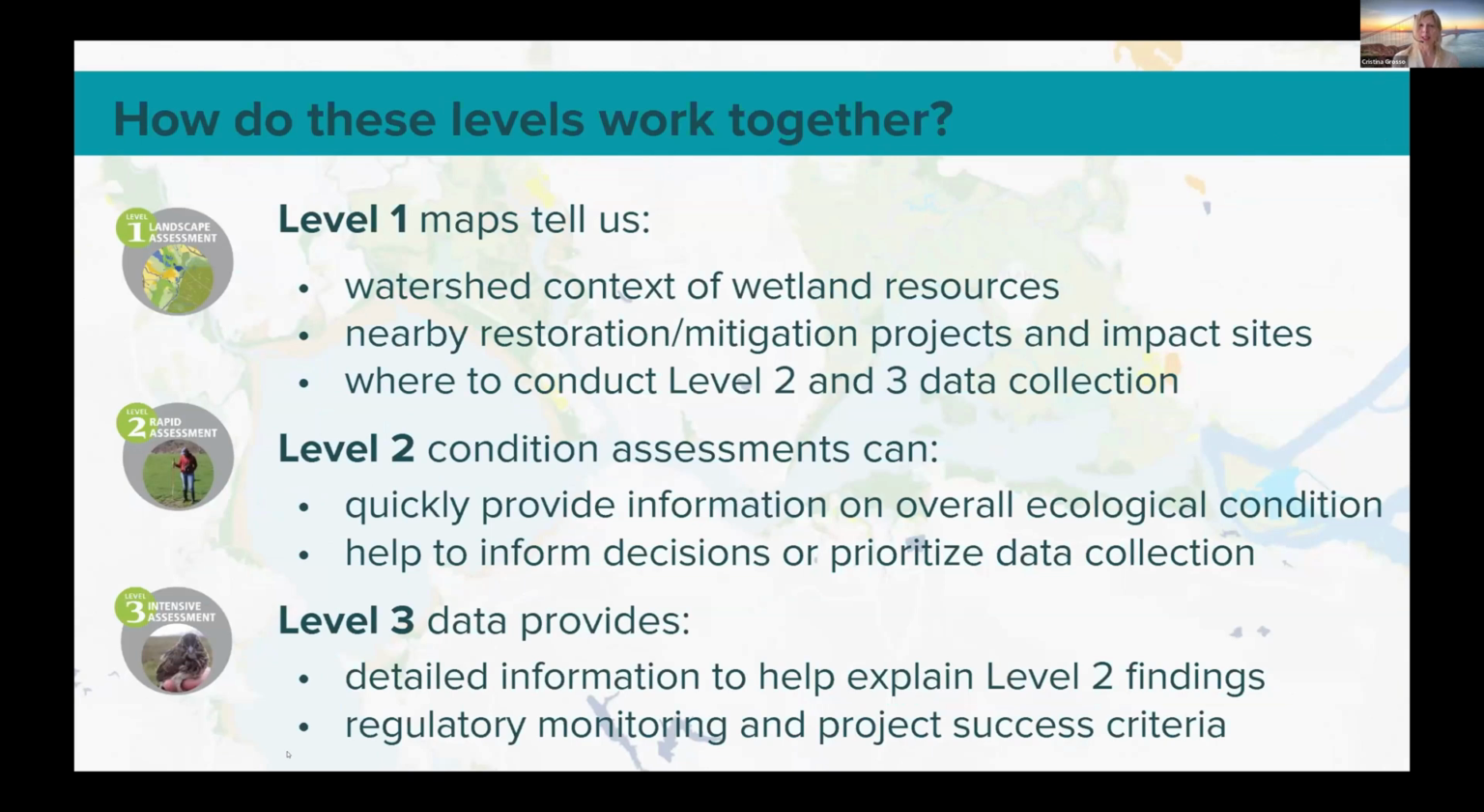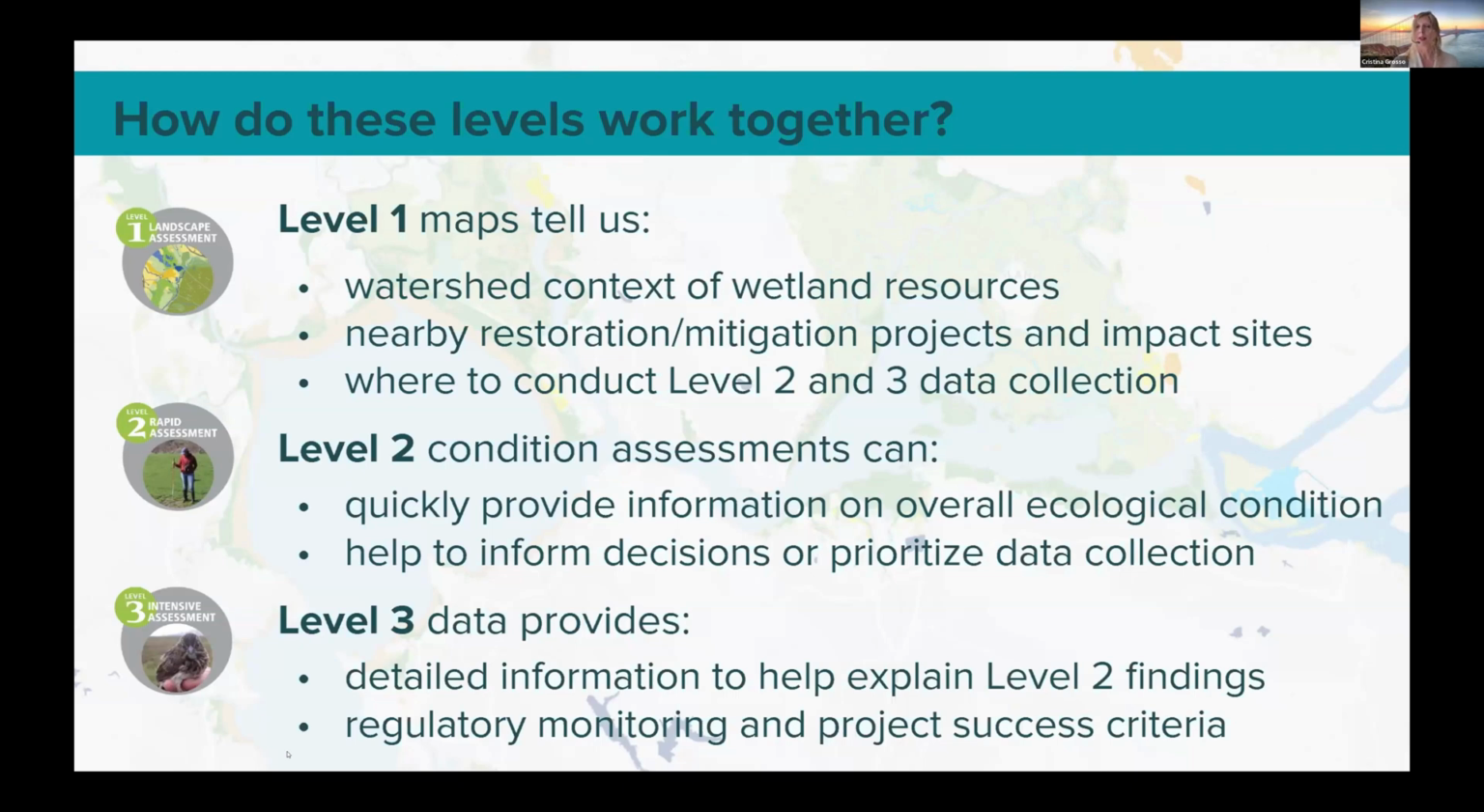The level one maps tell us where the wetland resources are within the watershed context, as well as nearby restoration and mitigation projects and potential impact sites. These level one maps also allow us to determine where best to conduct level two and level three data collection. The level one maps provide us that sample frame for the condition assessments that are conducted under level two.